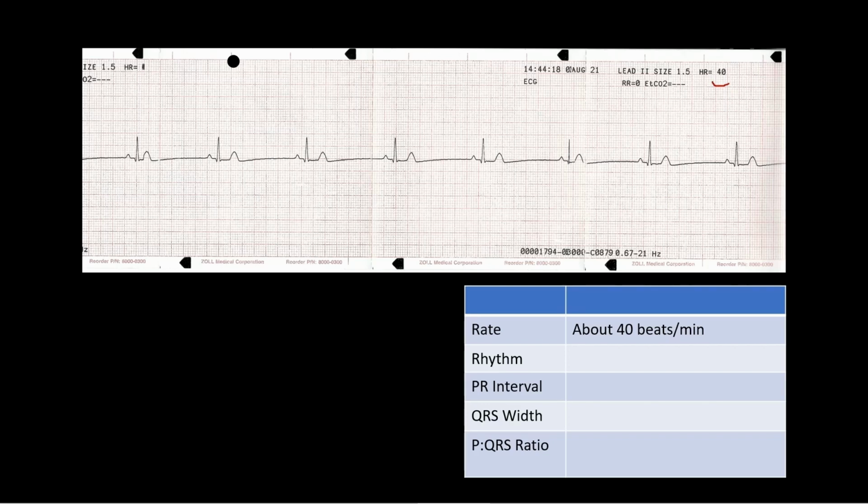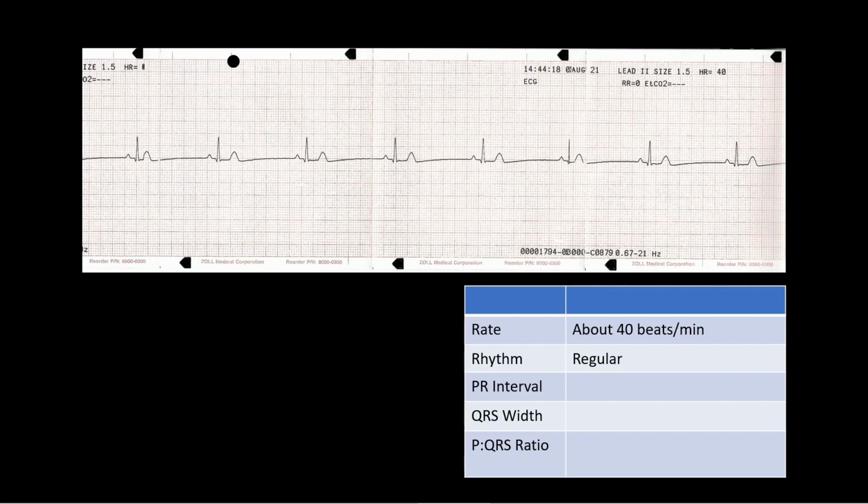Now, let's look at the rhythm. Does it appear to be regular? Meaning, is the gap from, say, this R wave over to this R wave consistent? Is the gap between this R wave and this R wave here fairly consistent? It appears to be consistent. I don't see any significant variation throughout. So we'll now declare this rhythm to be indeed regular in nature.